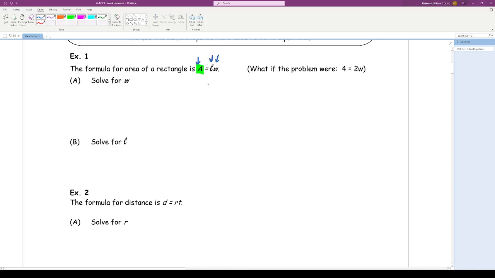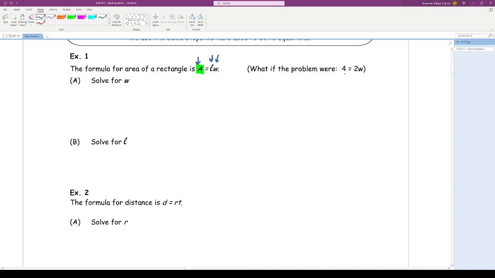And although we're saying solving, remember, we don't have all these values. So we can't say W equals something, but we can say W equals in terms of these variables. We can't get an actual value, but we can get it in terms of A and L. And we start off with an example here.